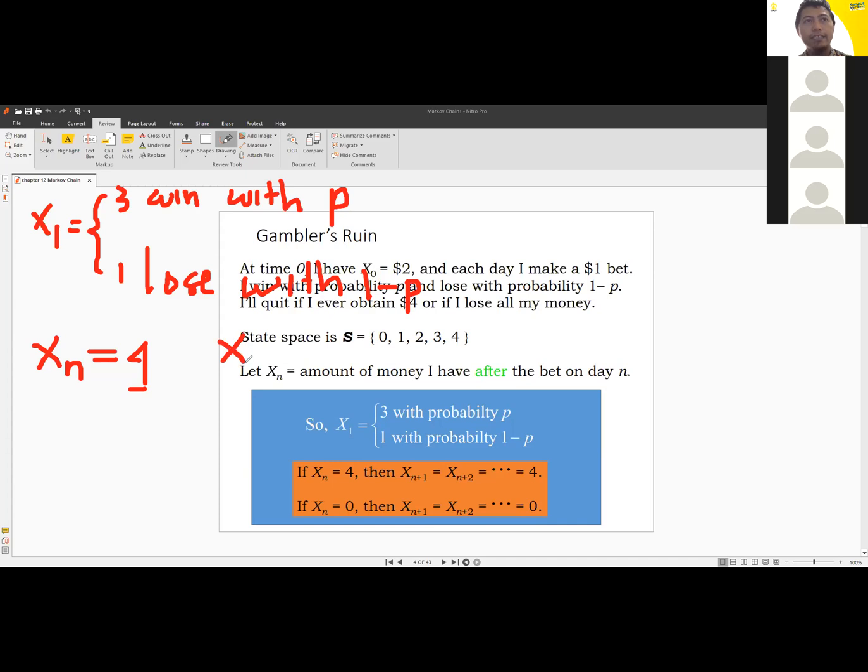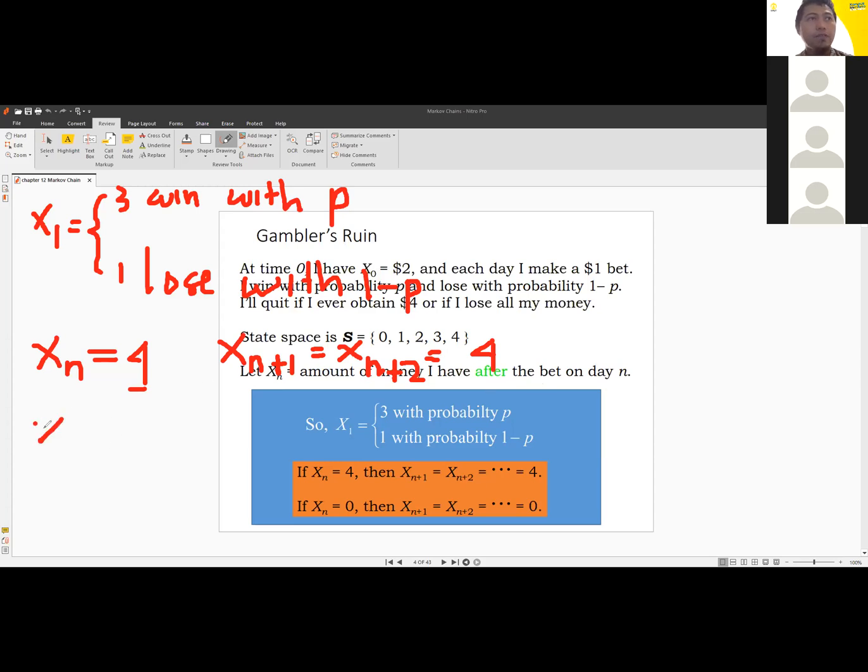In this case, xn plus 1, I mean the day after I win, let's say this is Friday, I finally got $4. Then the next day and the day after tomorrow, xn plus 2, and so on, because I quit, my money is still 4, right? Still 4. That's the definition.